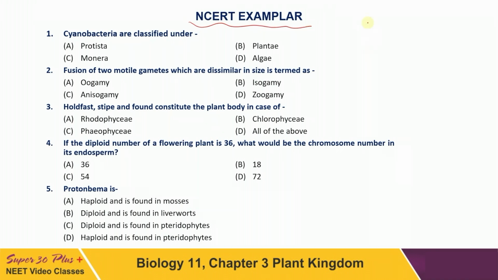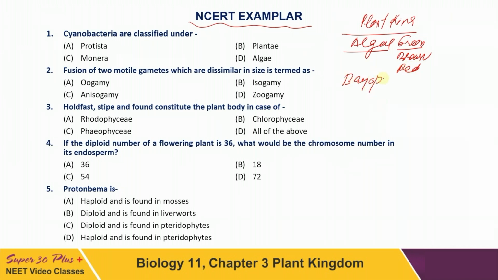In the plant kingdom, can I summarize here? You have studied different types of algae: multicellular green algae, brown algae and red algae. Then you have seen bryophytes, then pteridophytes, then gymnosperms, and then angiosperms, and the different types of life cycles you have seen just now.